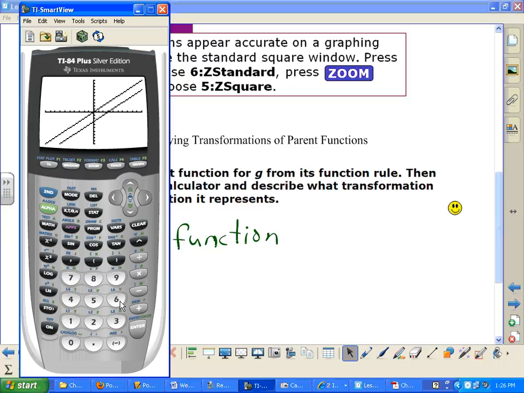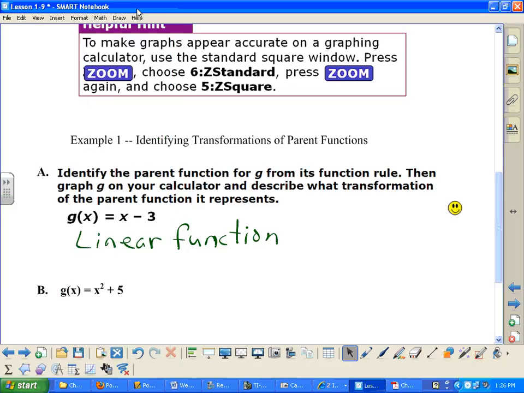So what's the transformation here? Okay. Linear is the parent function, so what did it do? Carolyn, what did it do? Down. It moved down 3. Okay. So this is a vertical shift down 3.